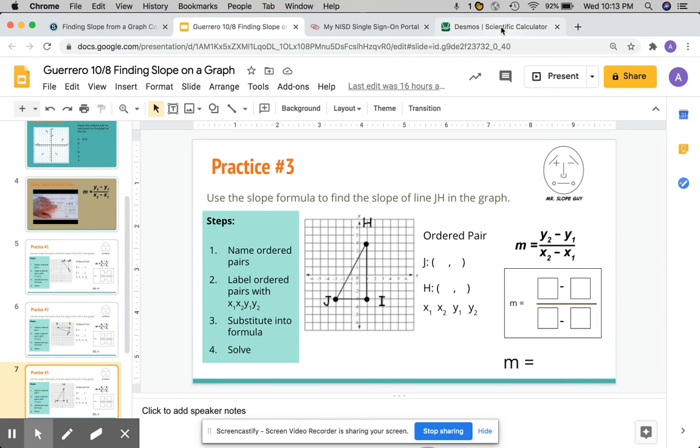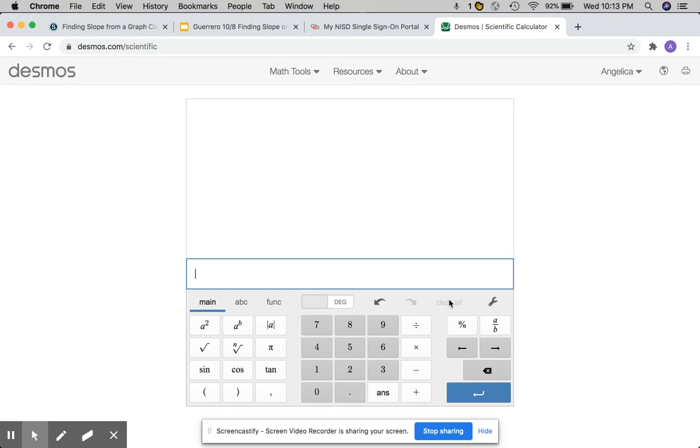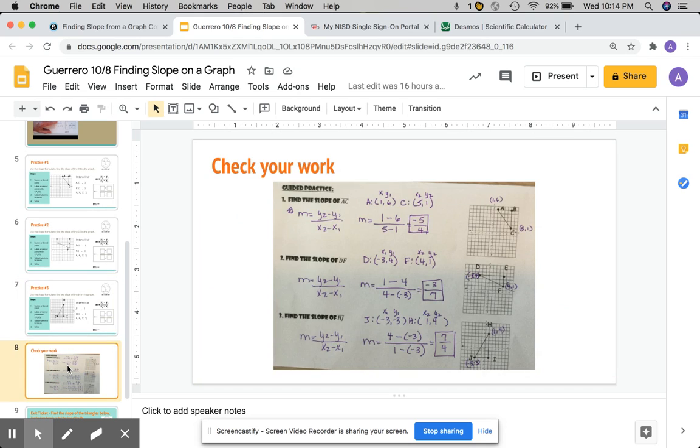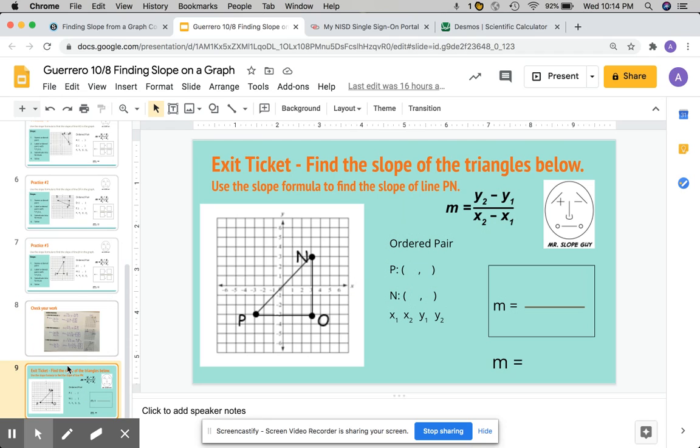So if we put this in the Desmos calculator, we're going to put a fraction first. And then you're going to type in 4 minus a negative 3 over 1 minus a negative 3. You get 1.75 converted to a fraction, 7 over 4. And that's what we came up with here. All right. Here is your checking your work, and here's your exit ticket. So please make sure that you try this on your own and write your slope in a fraction if it is a fraction.